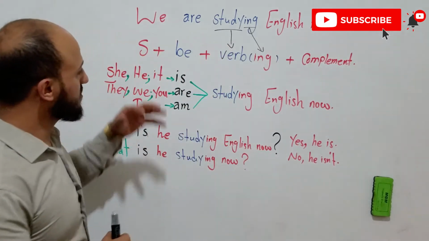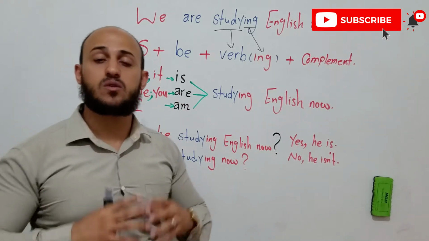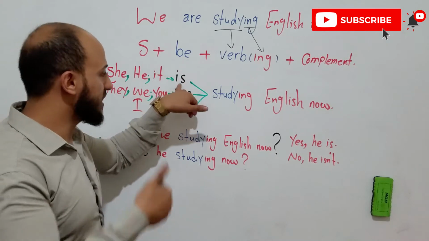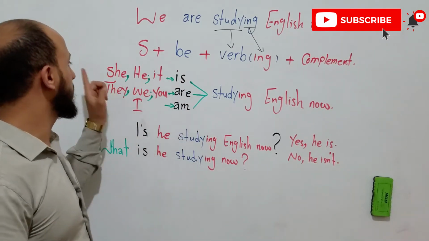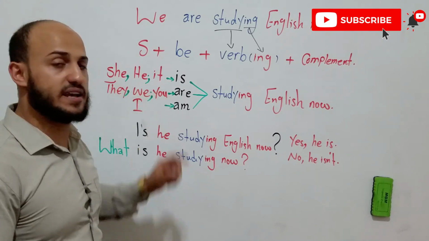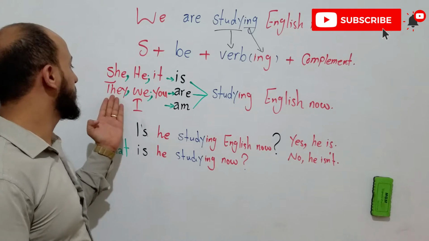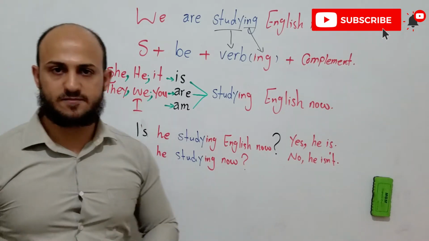Good. So let's define the word be, or verb be. Verb be in present goes to is, are, and am. So is goes with she, he, or it. Are goes with they, we, and you. And am for I. Very good.